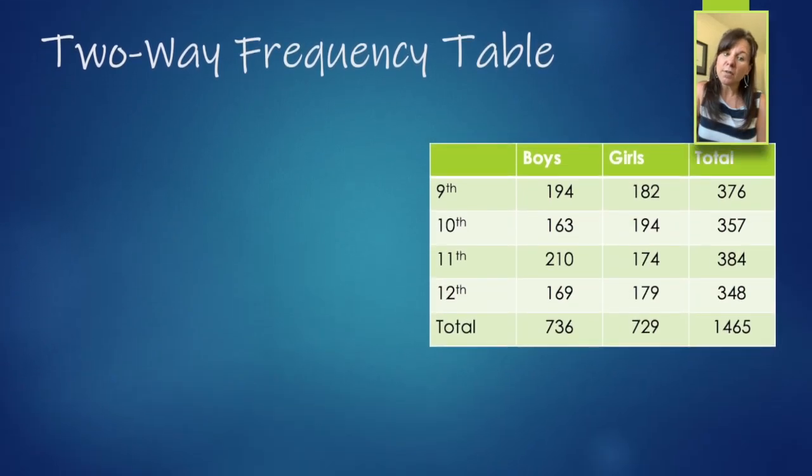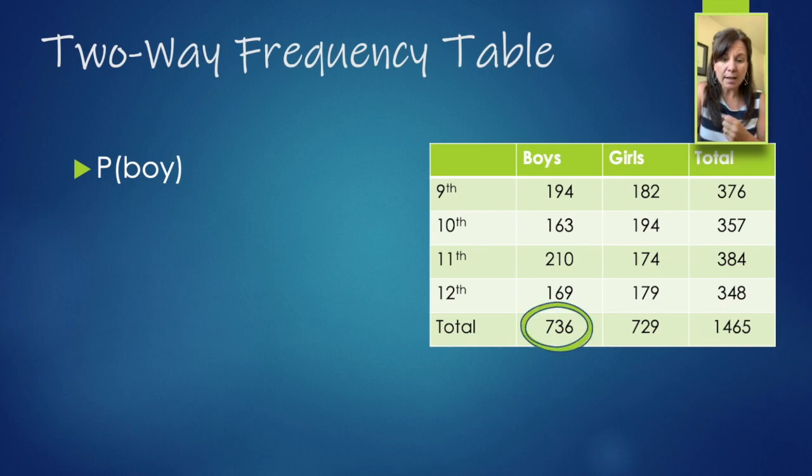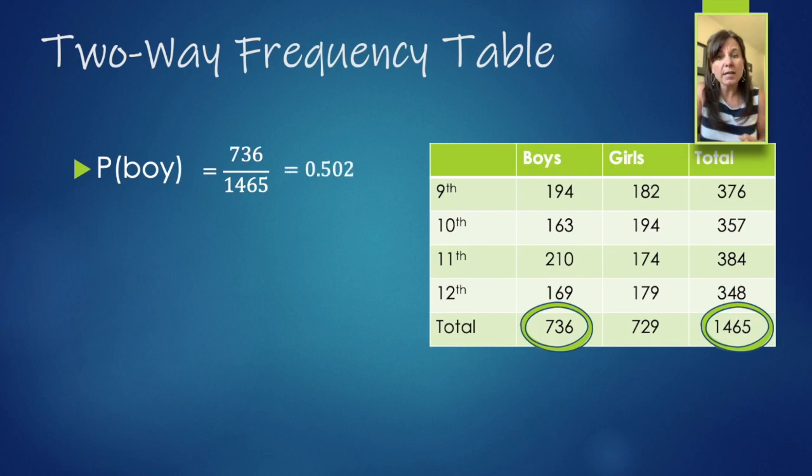Okay, we can also do this with a frequency table. Here we have a table from a local high school, 9th through 12th graders, boys and girls. So a simple probability question would be, if you had to select a student, what would be the probability that you select a boy? We're talking about the whole student body here. There's 736 boys out of 1,465 students, so 736 divided by 1465, got about a 50% shot of selecting a boy.